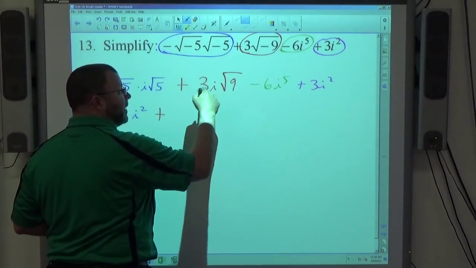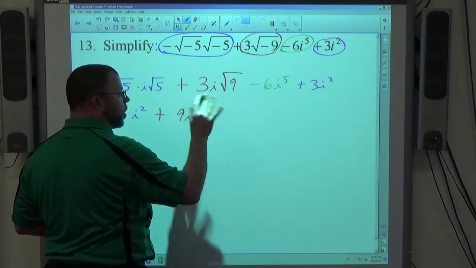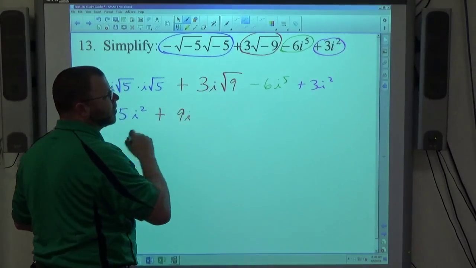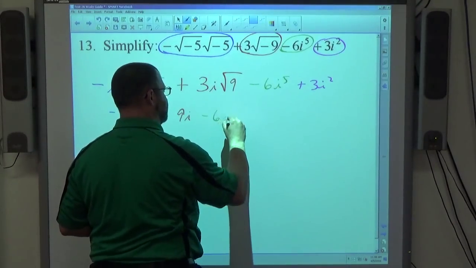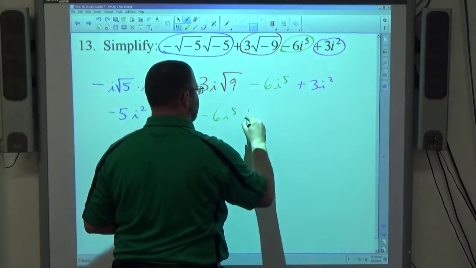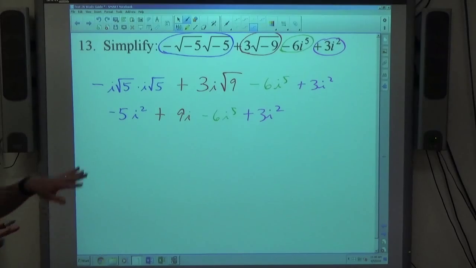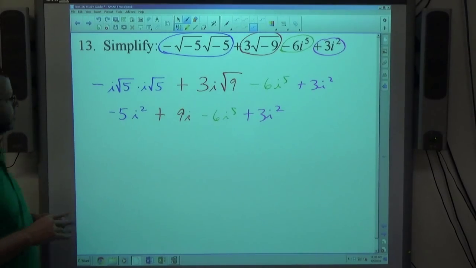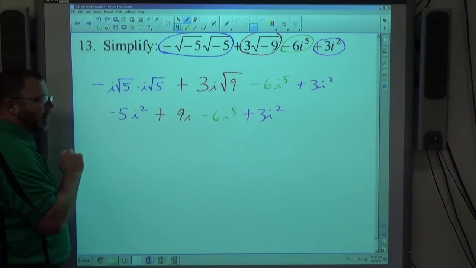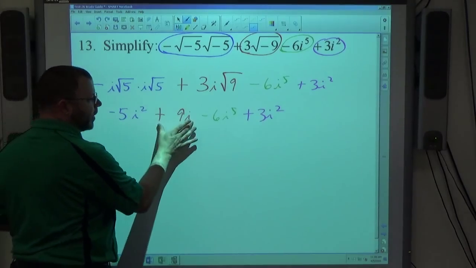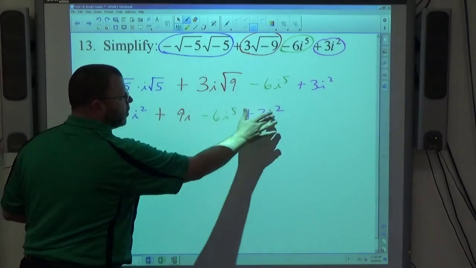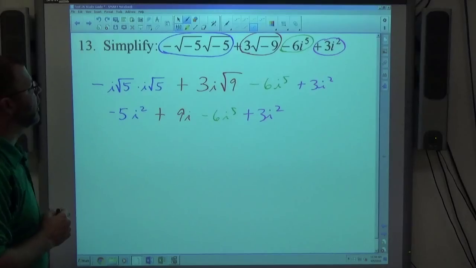Square root of 9 is 3, times 3i makes 9i. Once again, don't worry about any signs. Everything's positive, so it's positive. And I've got minus 6i to the 5th. And I've got plus 3i squared. Okay. When I get to the point where there's no more radicals, just a bunch of numbers and i stuff, the only i's I want is i to the first power. So this is ready to go. This is too big, too big, too big. There's no real numbers in this at this point.